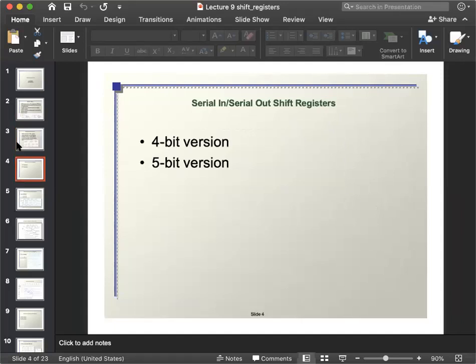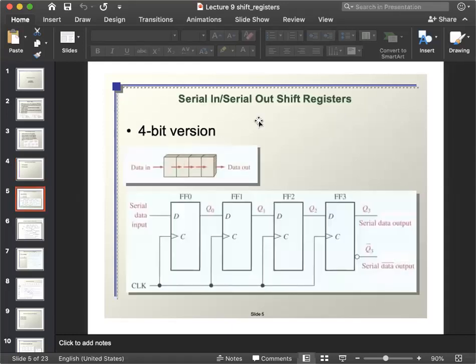The serial in, serial out shift register has two versions. One version is called 4-bit, another version is called 5-bit. The 4-bit version deals with 4-bit data, and the 5-bit version deals with 5-bit data, and these bits decide how many flip-flops there will be. If it is 4-bit, there will be 4 flip-flops. If it is 5-bit, there will be 5 flip-flops. So let's see the block diagram. As it is the 4-bit version of the serial in, serial out register, you can see there are 4 flip-flops: 1, 2, 3 and 4.